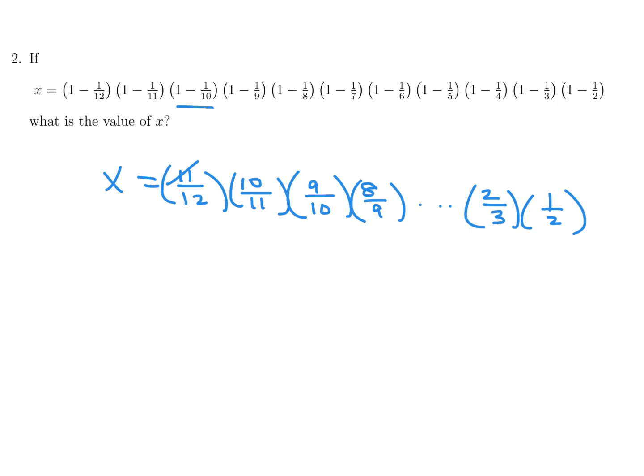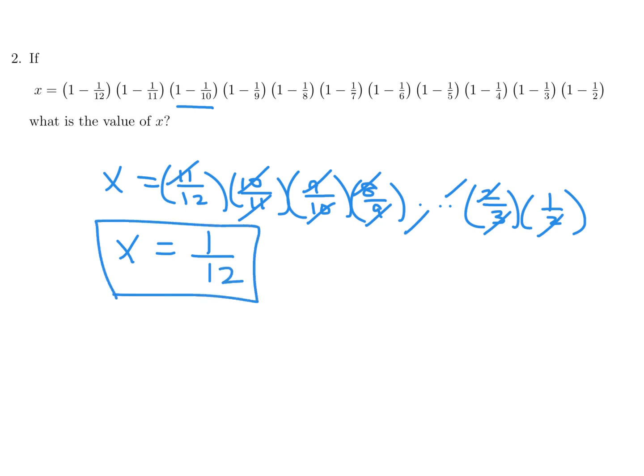So you'll notice this cancels with that, that cancels with that, that 9 will cancel with that, that will eventually cancel with that. That will cancel with the 2, will cancel with that 2. So the only thing we'll be left with at the end is this 1 over 12. And that is the value of x.